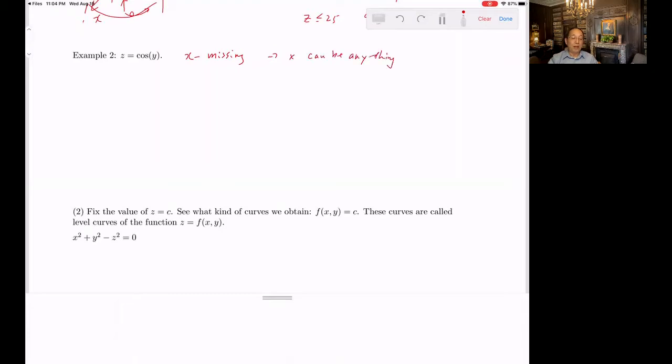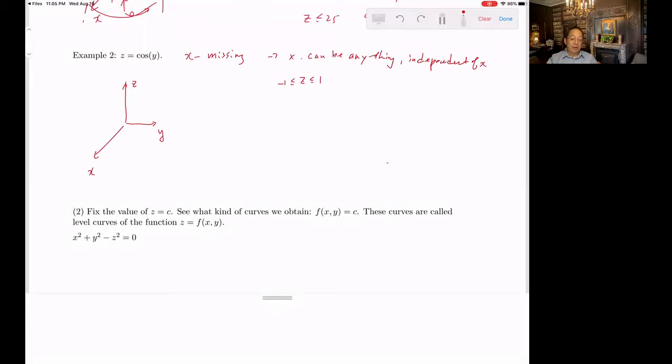It's independent of x. So your value of z is independent of x. How can we do that? We still follow the old idea that we look at profiles and intersections. First of all, z cannot be bigger than 1 and cannot be smaller than -1 because it's a periodic function.